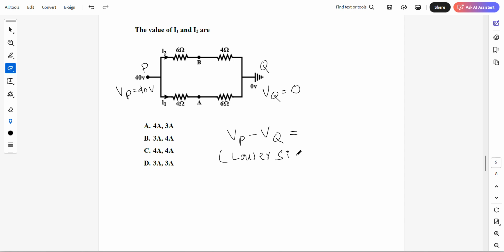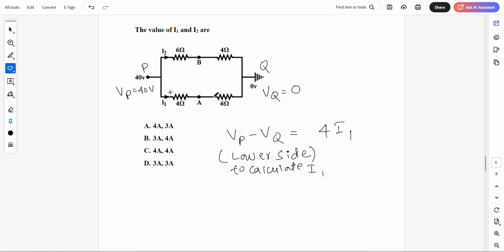Lower side node, to calculate I1. Vp minus Vq, okay. Whatever the voltage here, the same voltage will be there because they are connected in parallel. Vp minus Vq is equal to, current is entering here, therefore plus 4 I1, right?